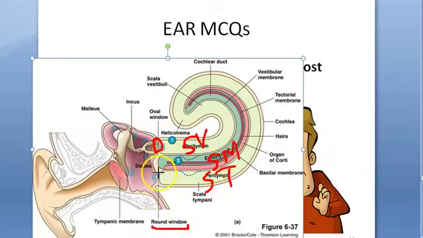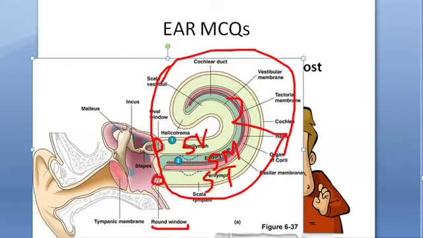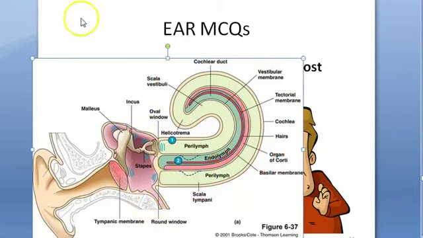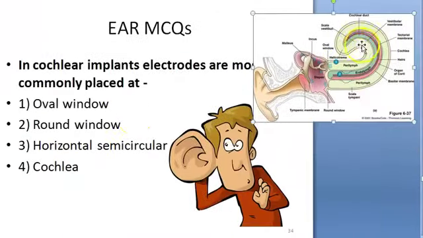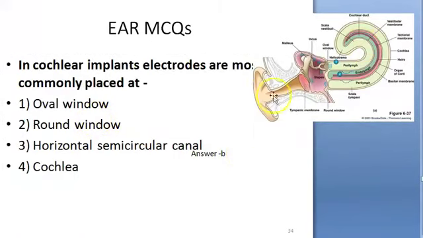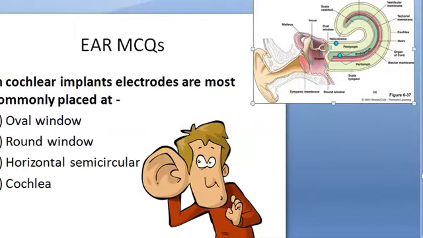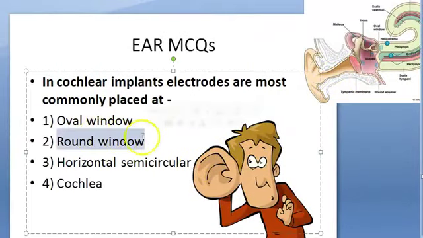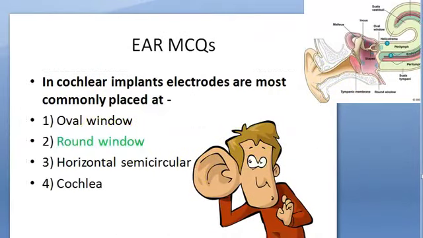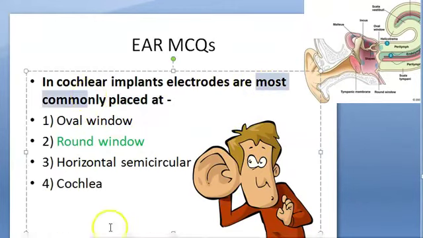Now they are saying cochlear implant you are giving. So this entire thing you are seeing, this is the cochlea. So you are giving a cochlear implant. Okay. And they are saying the answer is round window. Let us see where you will place the electrode. You will place it at the round window. So the electrodes in cochlear implants are most commonly placed at the round window. Basically, they are saying most commonly.